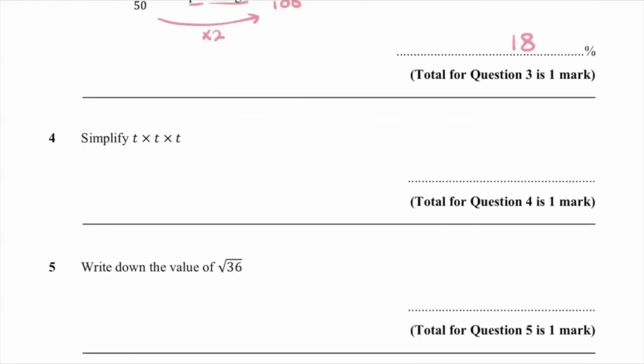T times T times T is T cubed with a little 3. This was one that people can commonly get wrong and put 3 in front of. If you did that, that's what you do for T plus T plus T, which obviously we don't want to do here. Square root of 36, that means something times something, the same something equals 36, and the answer is 6.